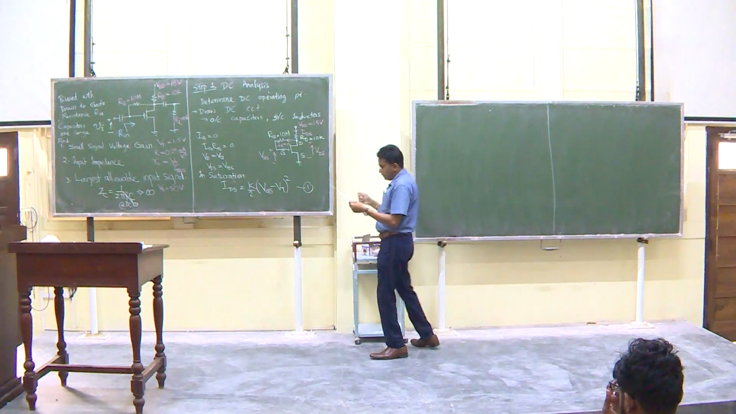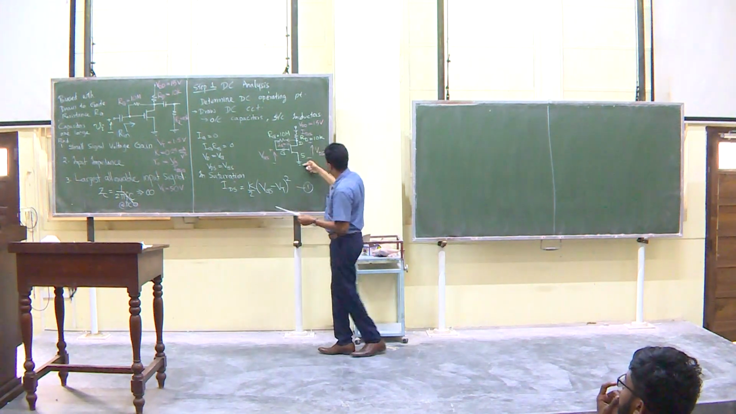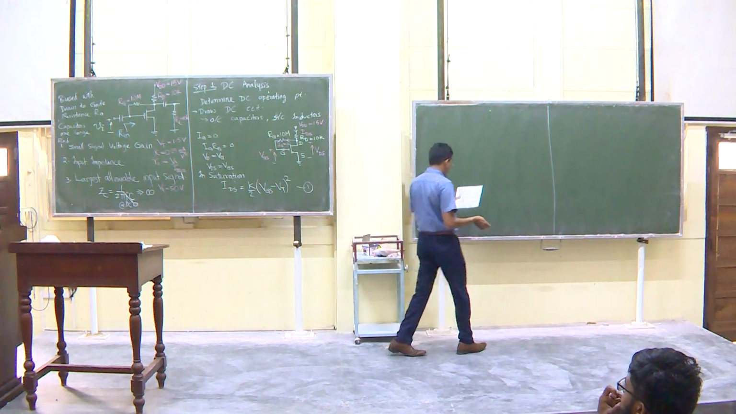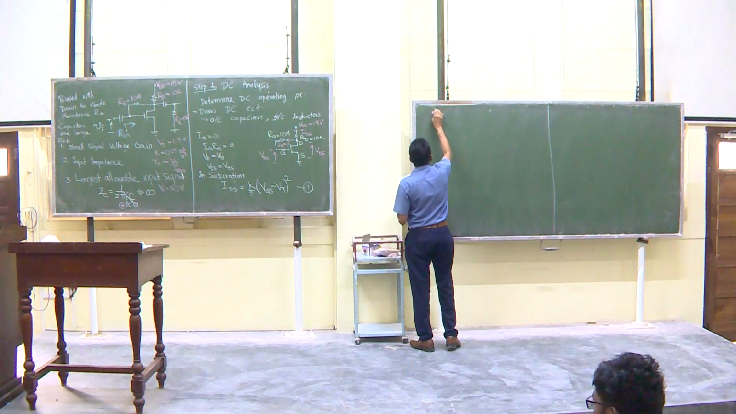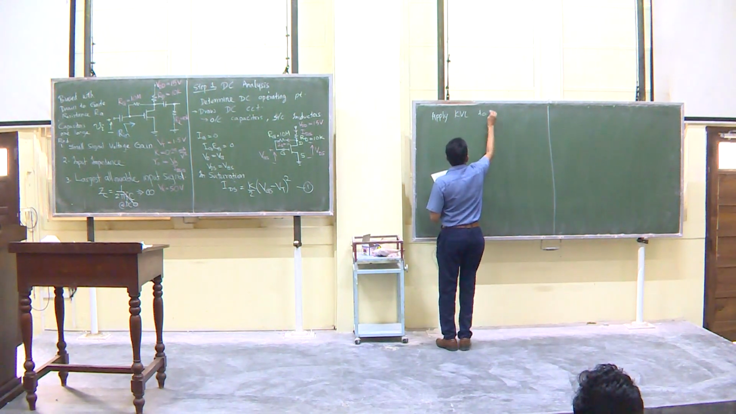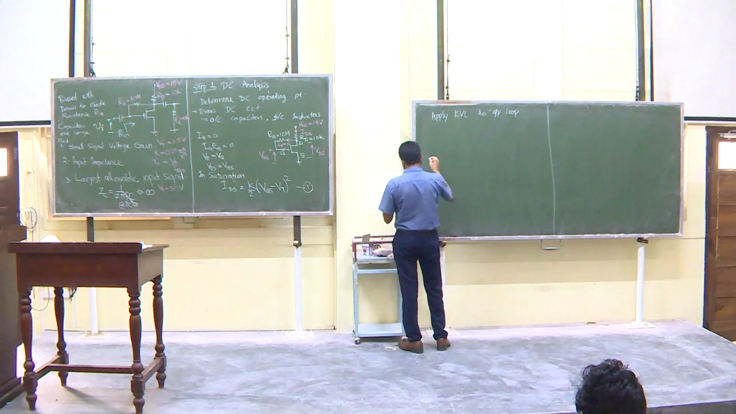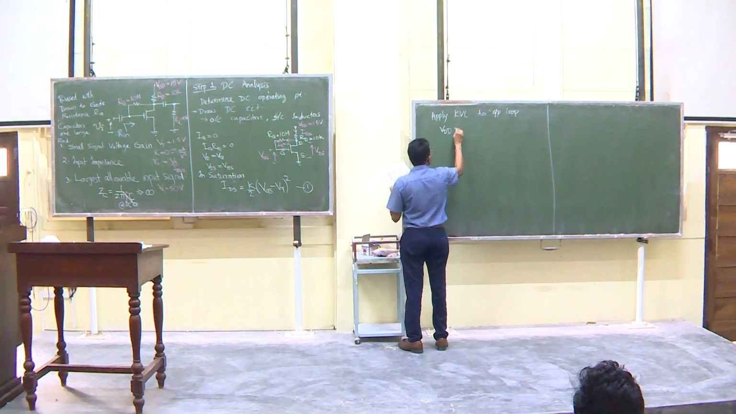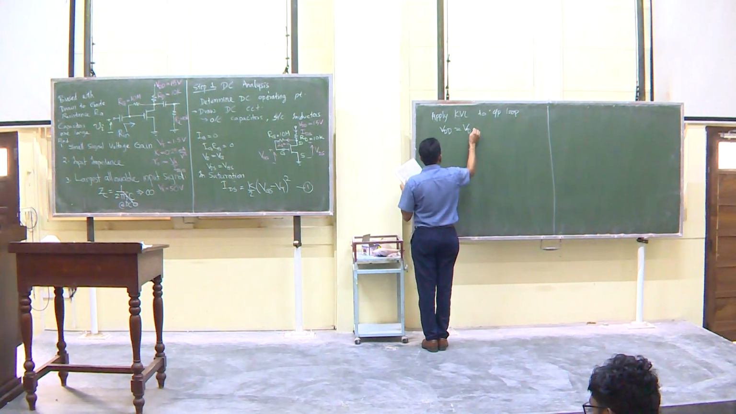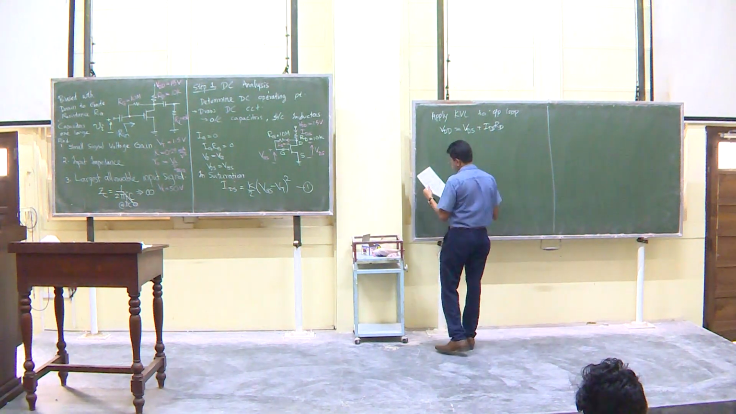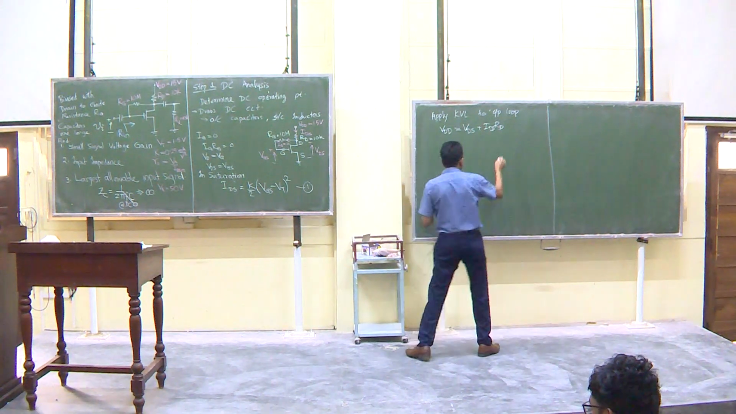So, if I apply Kirchhoff's voltage law to this circuit, VDD minus IDRD is equal to VDS, right. Apply KVL to the output loop, and I will get VDD is equal to VDS plus IDS RD. That is number 2.